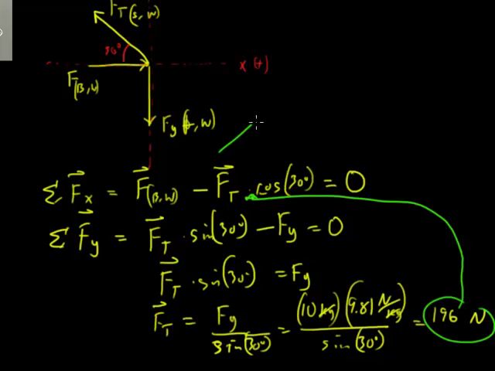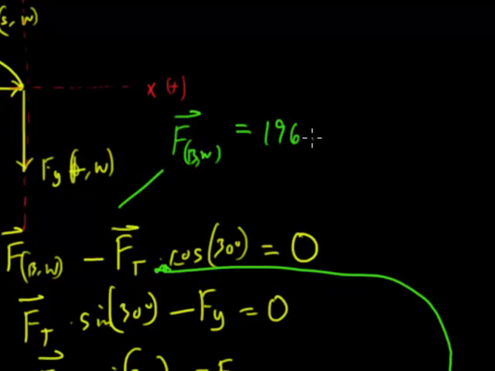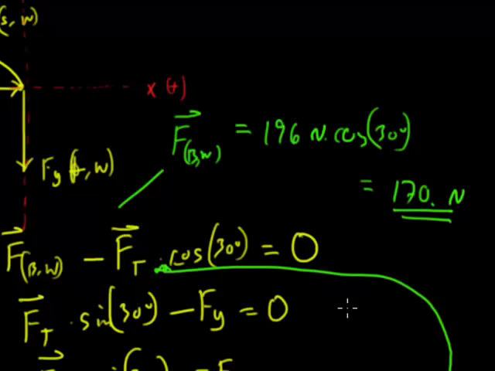So sliding up here, that tells us that F, B on weight, is going to be equal to 196 newtons times the cosine of 30 degrees, which works out to 170 newtons. So now we know what both the tension and the compression on the bar are.